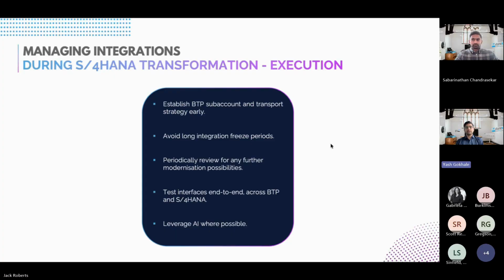We suggest to avoid long integration freeze periods, because they not only prevent monitoring refinement, they stop people from having any security improvements. It stops your business from any pattern optimizations that you're seeing. So say, for example, an interface is currently point-to-point, and you now want to go towards event-based. If you have a long change freeze, it's likely that maybe that just gets forgotten about and no one ever comes back to it. You should periodically review for modernization.